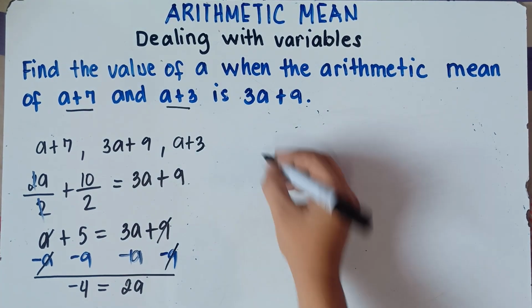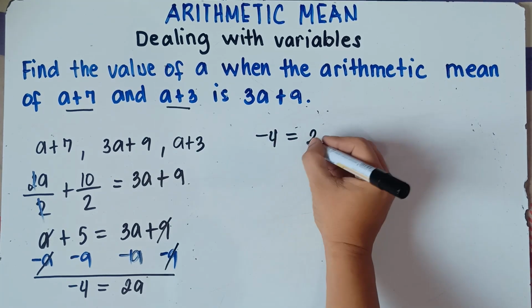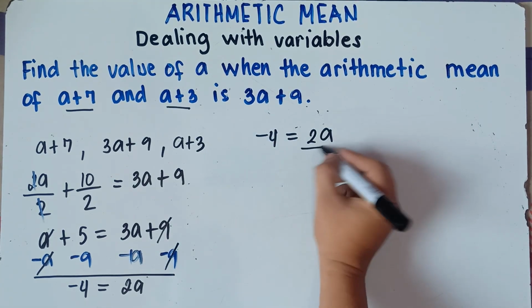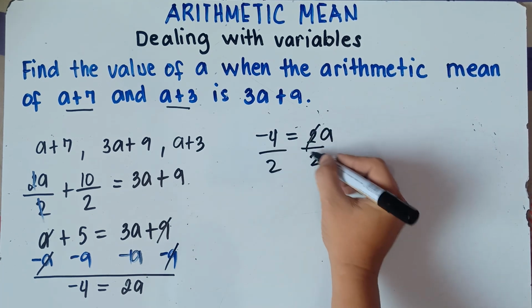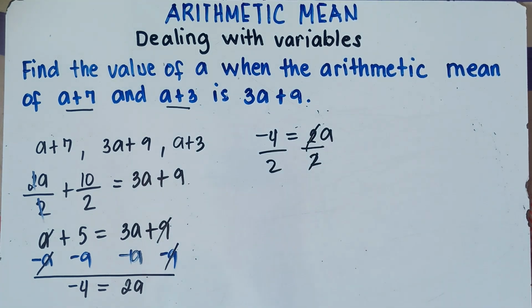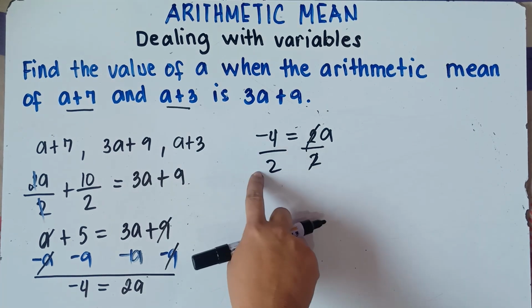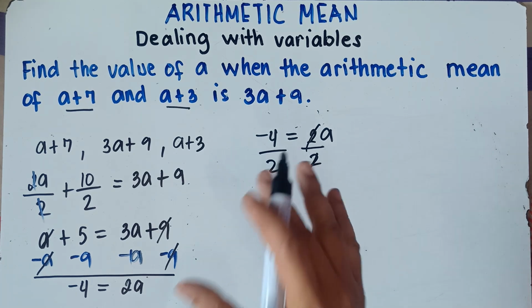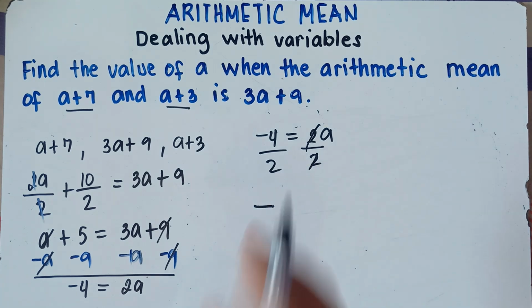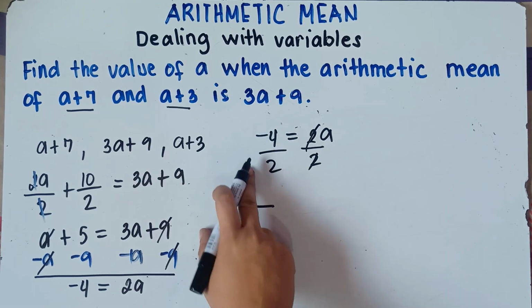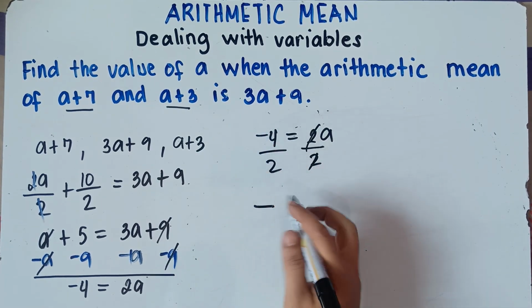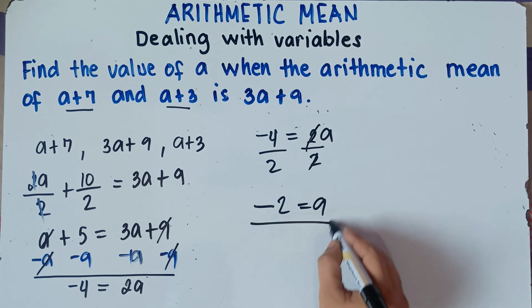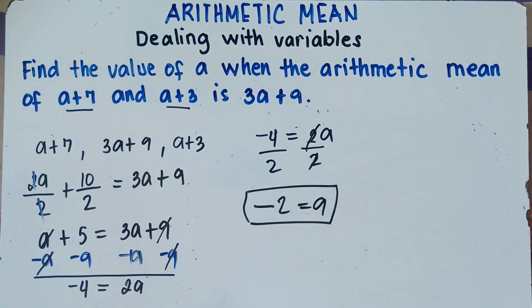Alright, so we have negative 4 equals 2A. So to get the value of A, you divide both sides by 2. Cancel this out. Negative 4 divided by 2. Negative divided by positive is negative, unlike signs. When you're dividing or multiplying unlike signs, it should be negative. Negative divided by positive is negative. 4 divided by 2 is 2 equals A. So the answer of A, class, is negative 2.